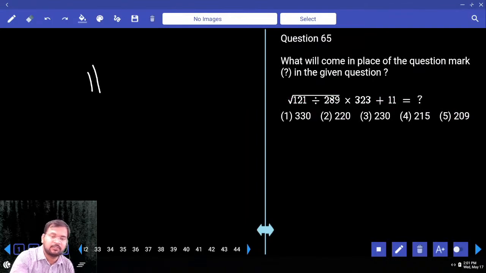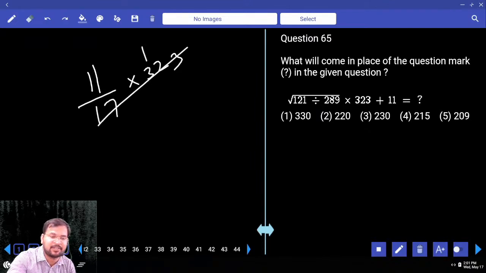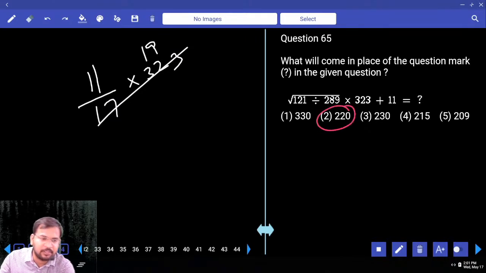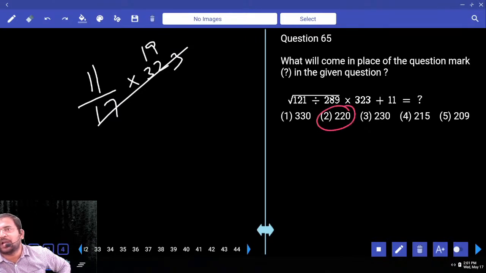121 is what? 289 is 17 into 17. 17 ones are 17, 17 nines are 153, 19 11s are 209. 209 plus 11. 19 11s are 209. 19 10s are 190. 190 plus 19 is 209, plus 11. Are you clear, Nana?